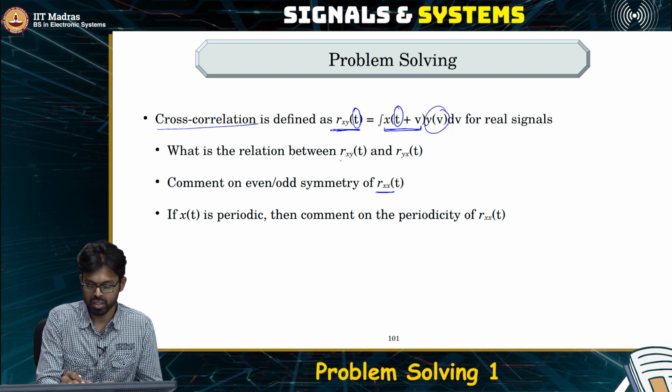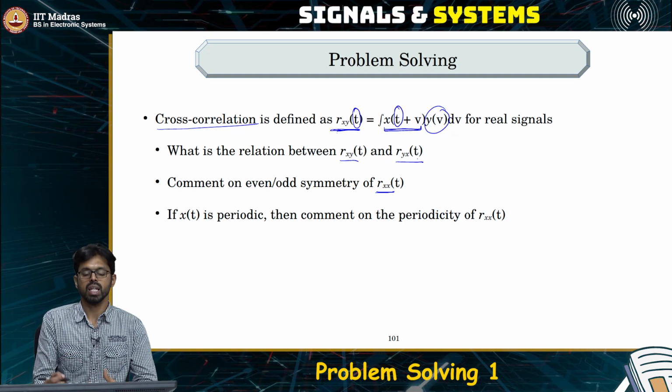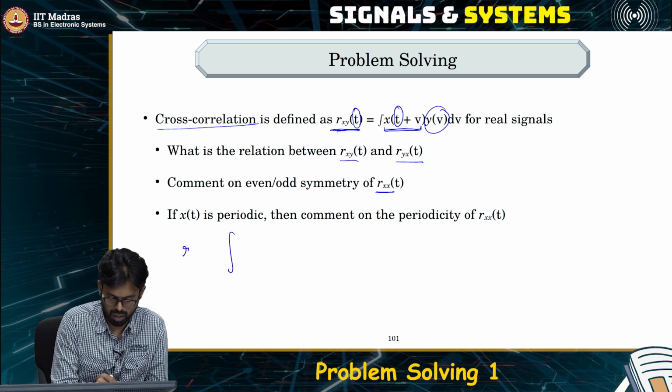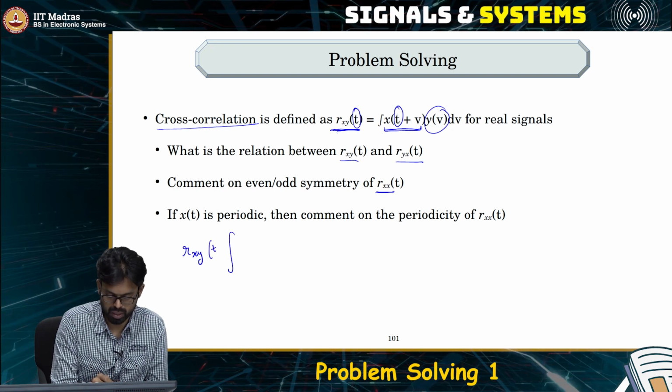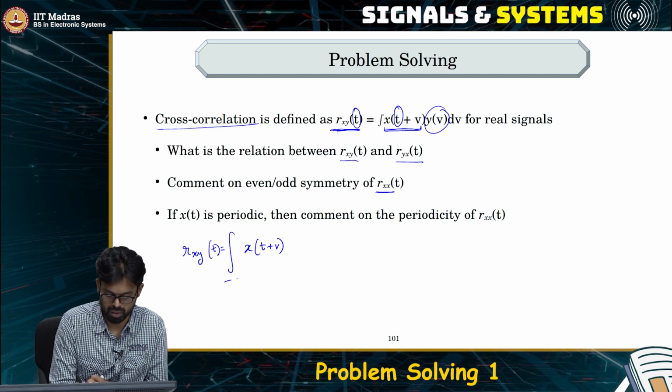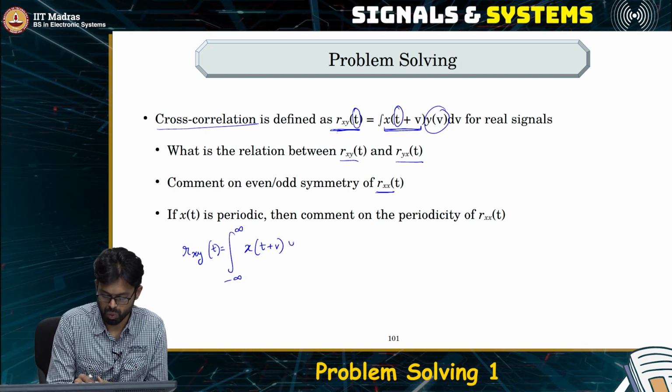Okay. So, given these two signals, can you find a relationship between them? So, remember we said r x y of t is nothing but the integral from minus infinity to infinity of x of t plus v times y of v dv.